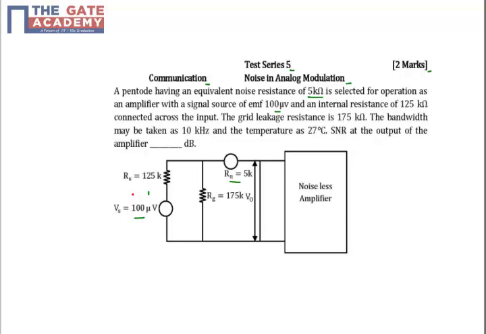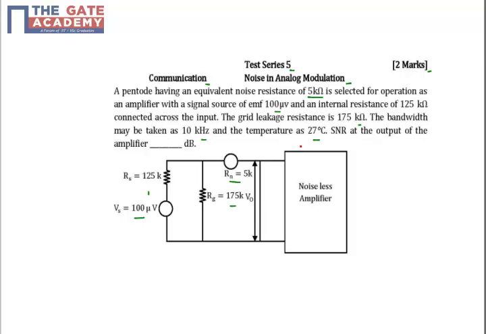You know that every practical source has a series resistance, which in this case is 125 kilo ohm. The grid leakage resistance is 175 kilo ohm. Then the bandwidth is given as 10 kilohertz and the temperature is 27 degrees Celsius. Then we need to calculate the SNR for the output.